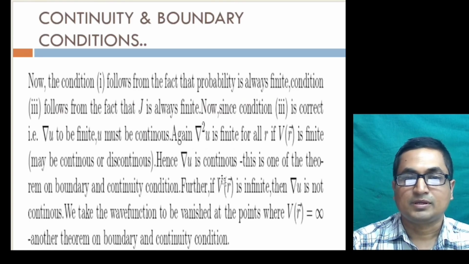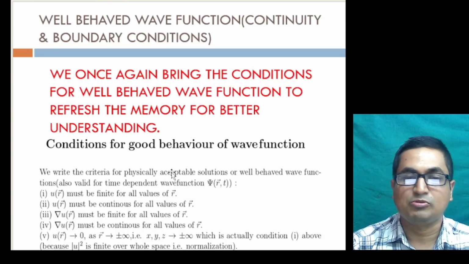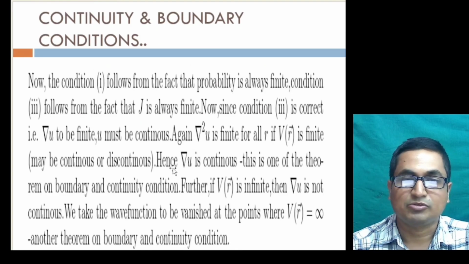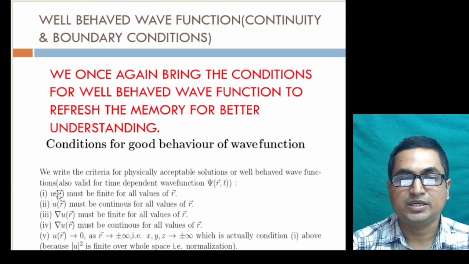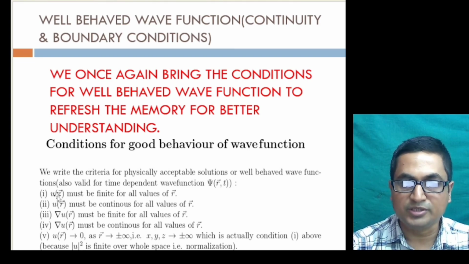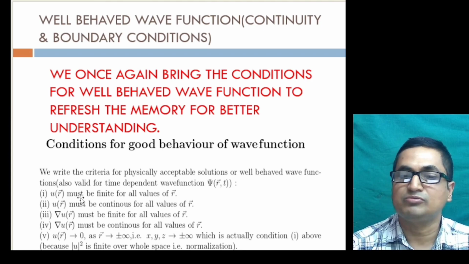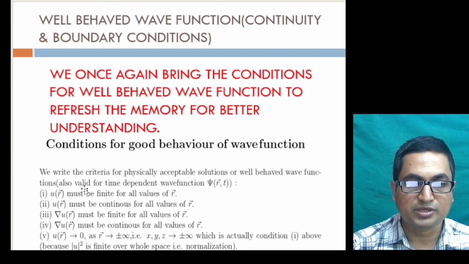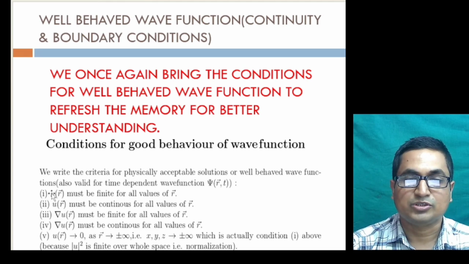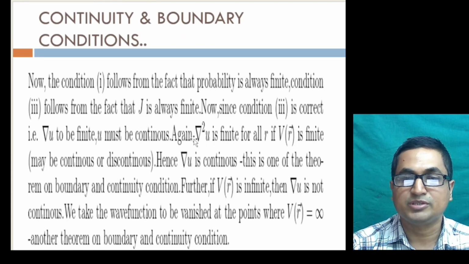Okay. Now, how do these conditions follow? Let us discuss. Condition 1 follows from the fact that probability is finite, because if you see u, what is u? It is related to probability. Since probability is finite, u must also be finite, because the modulus of u square gives us the probability. So condition 1 is valid because probability is finite.